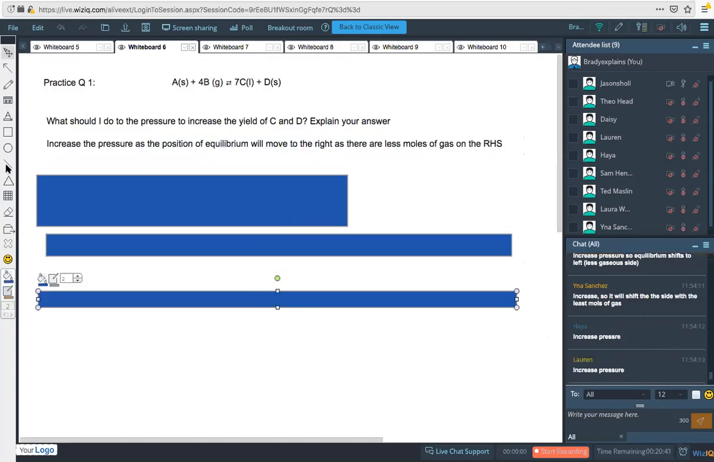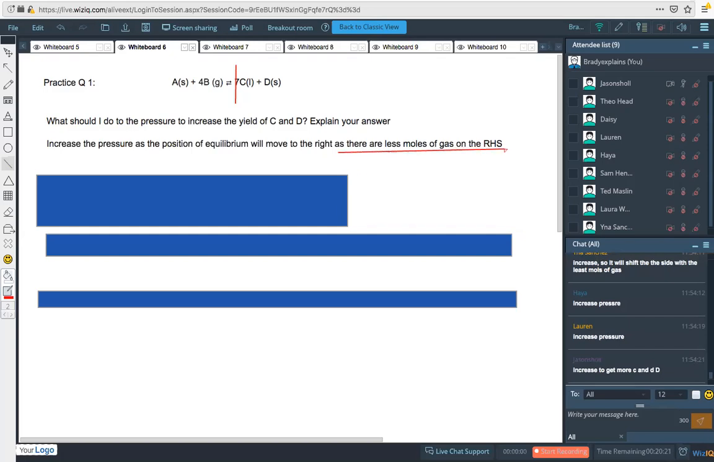Absolutely right. If we increase the pressure, the position of equilibrium is going to try and bring the pressure back down again, and it will do that by shifting to the right-hand side where there are less moles of gas. So our explanation would be we increase the pressure, so the position of equilibrium shifts to the right as there are less moles of gas on the right-hand side.